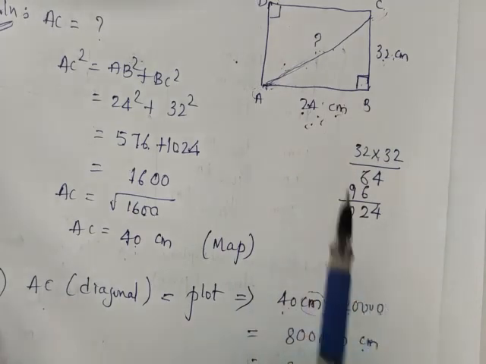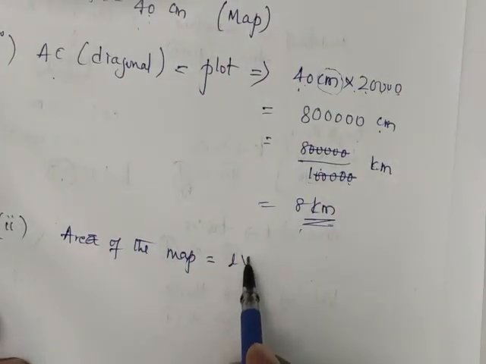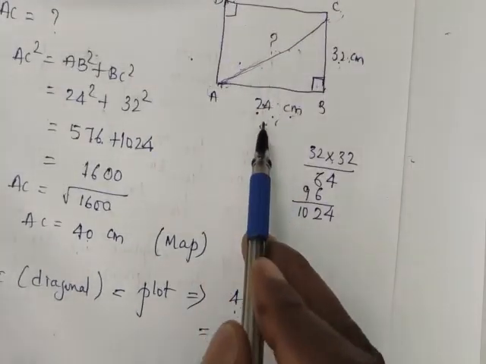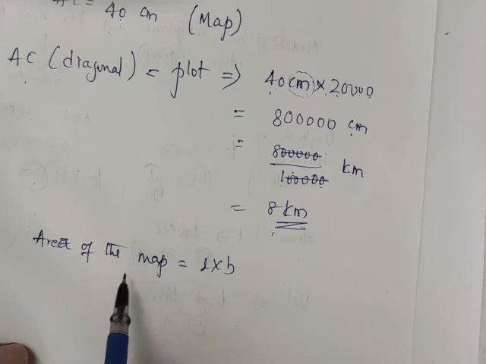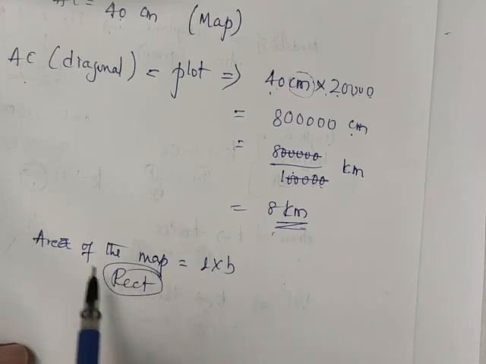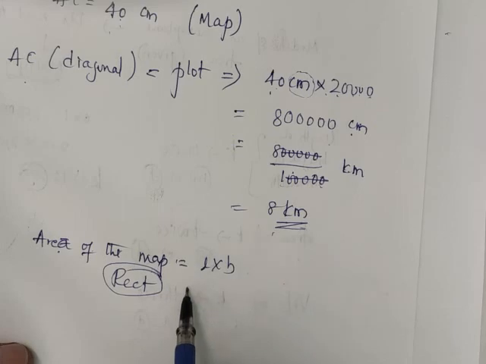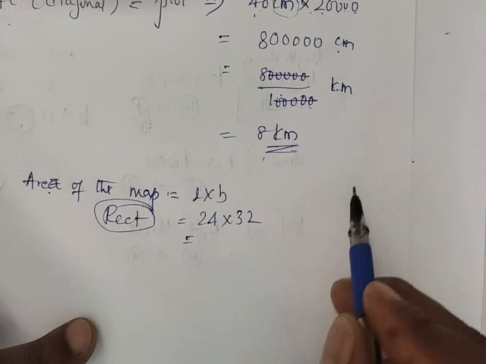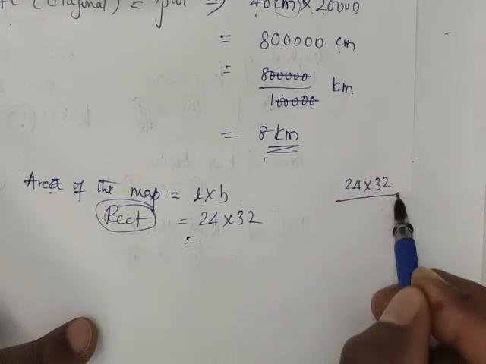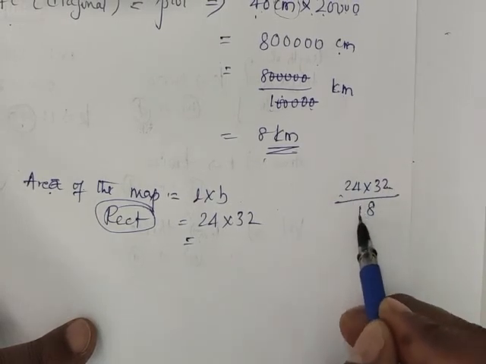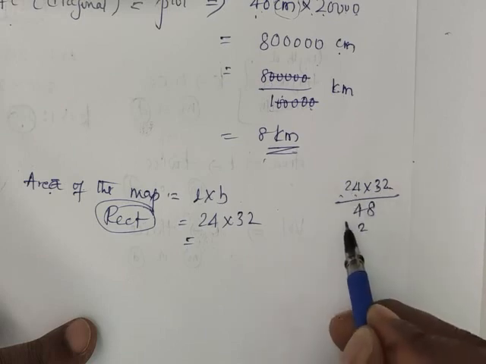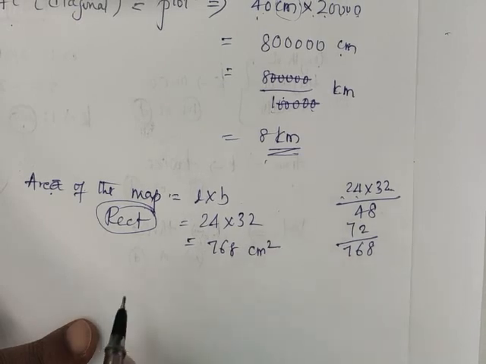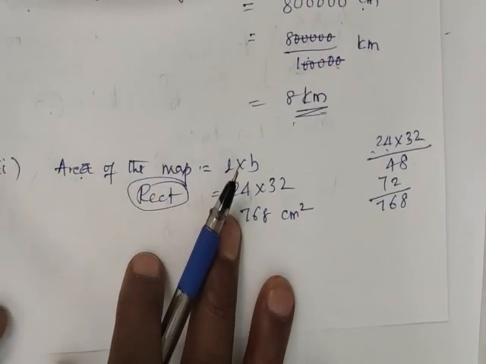The shape is a rectangle, no? Therefore the rectangle area is L into B. So I am getting the area of the map, not the real one. The area of the map is 24 into 32 because it is in the shape of a rectangle. 24 into 32 is 768 centimeters square. It is the area of the map. You got the area of the map, no?